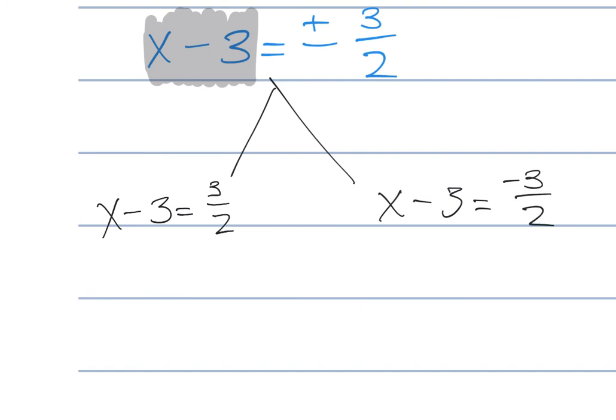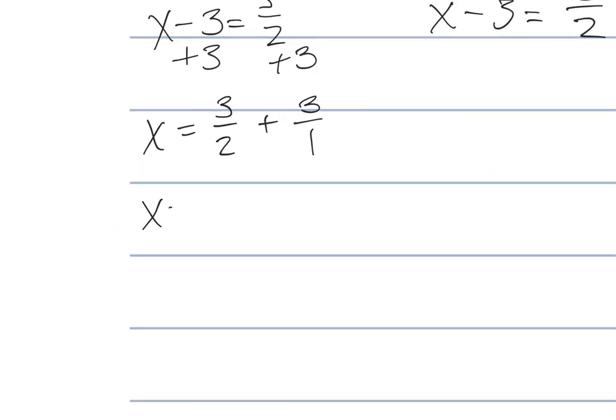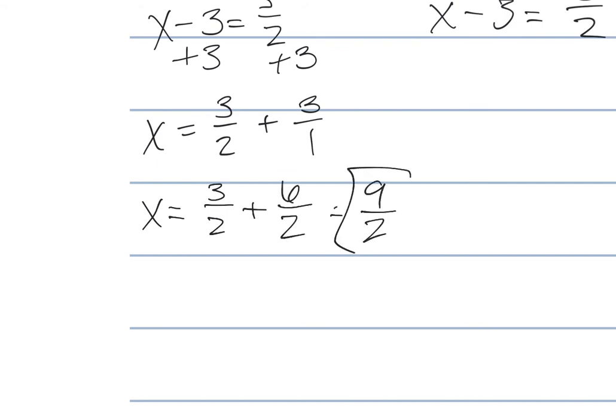Once we have that, we just go ahead and solve. You would add 3 to both sides. So we got x equals 3 over 2 plus 3 over 1. Common denominator, x equals 3 over 2 plus 6 over 2. That gives us 9 over 2.